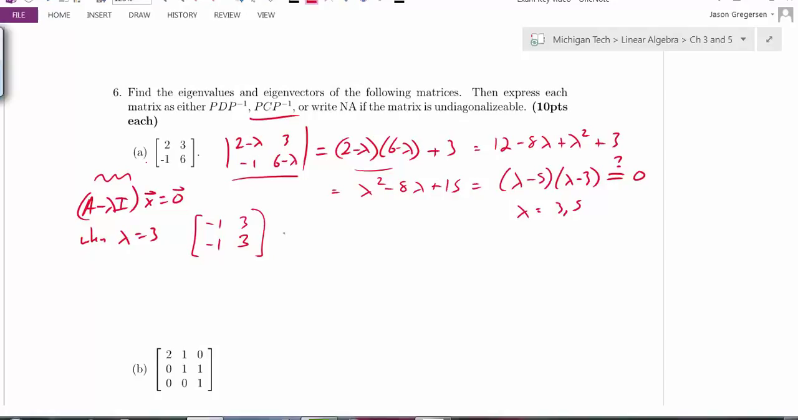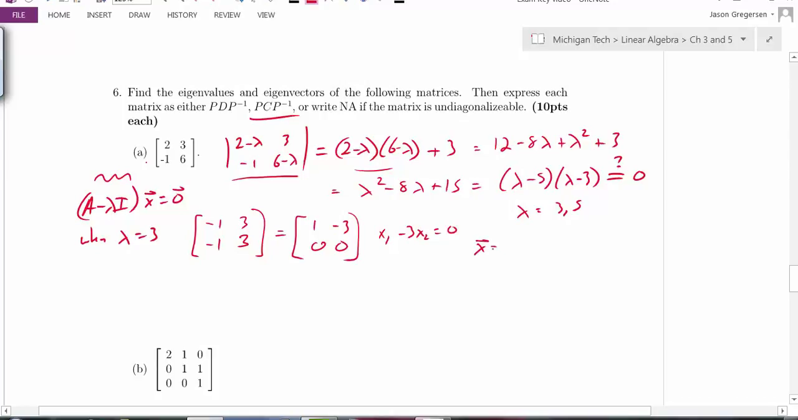All right, so that being said, if I really wanted to simplify it, I could multiply that first row by a negative and add the first two rows together, and it would simplify to this form, which tells me that my equation is x1 minus 3x2 equals 0. So I'm trying to find the eigenvector, some value x1 and x2. I can solve this for x1 and say x1 is equal to 3x2. I could write this as x1 is 3x2 and x2 is a free variable.